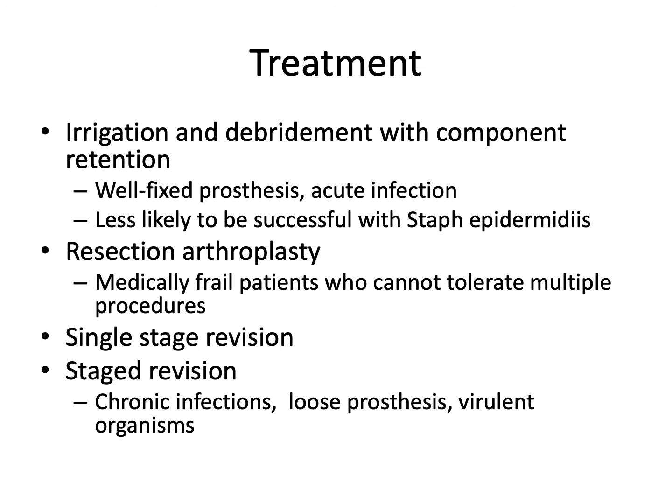Treatments. You can perform irrigation and debridement with component retention if you have a well-fixed prosthesis in the setting of an acute infection. In medically frail patients who cannot tolerate multiple procedures, you can perform a resection arthroplasty, though this is very debilitating. In subacute or chronic infections, you'll either be doing a single stage revision or, more commonly, a staged revision. And this is for chronic infections, a loose prosthesis, or virulent organisms.